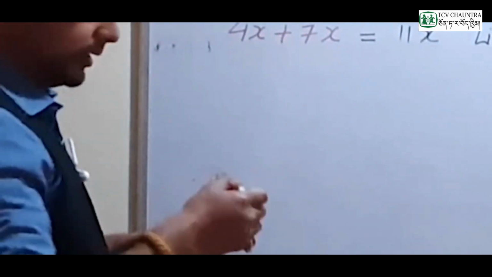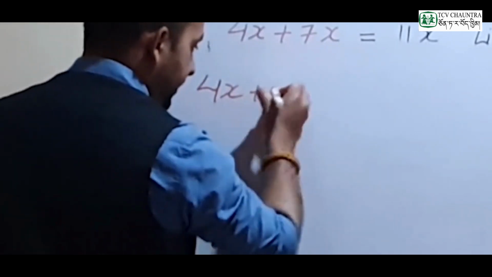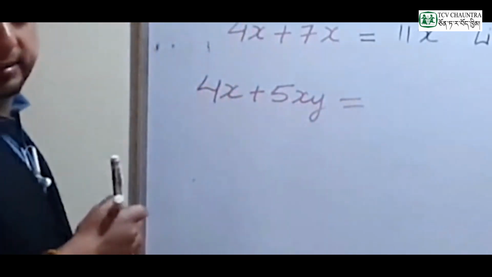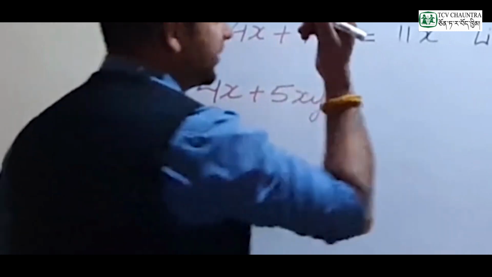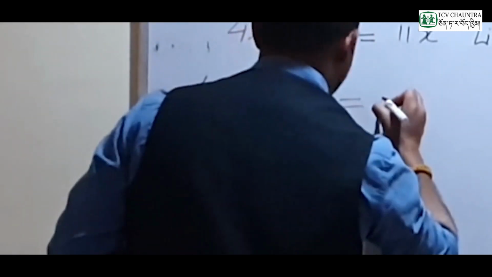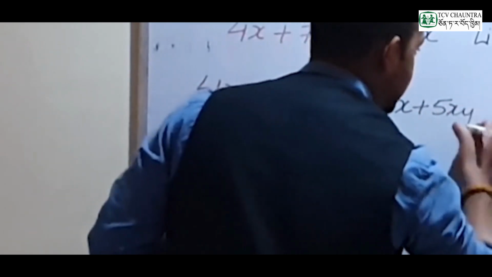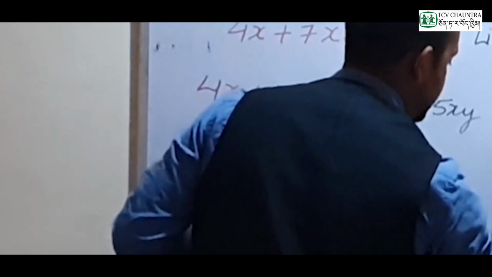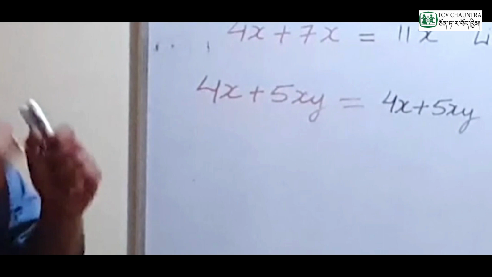Now we will take one more example of unlike terms. 4x plus 5xy. Now this is an unlike term, so the answer remains the same because these are not like terms. So the answer remains the same and it is an unlike term. Now we are going to add like terms.